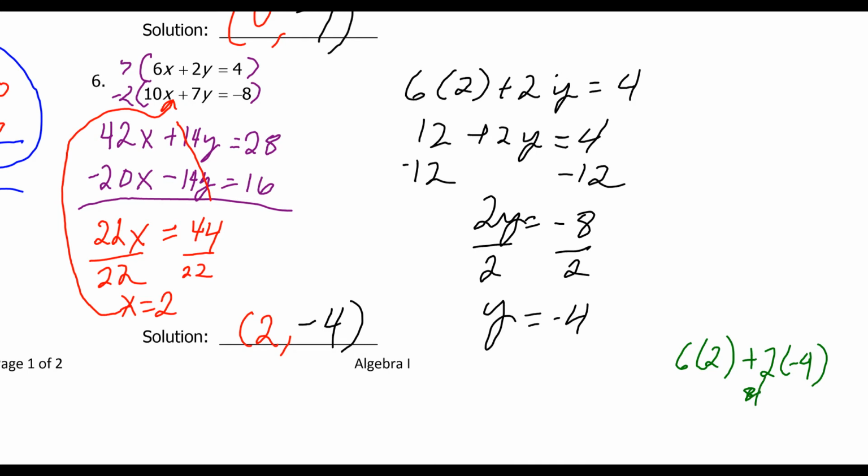Now try the other one. Make sure that one works as well. We're going to go 10 times 2 plus 7 times -4. That's 20, and that's -28. When we combine those, that is -8, checked and checked. Like I said, you don't have to do a formal proving of this, you just have to make sure that it's right.